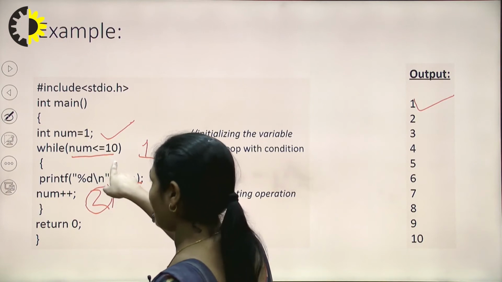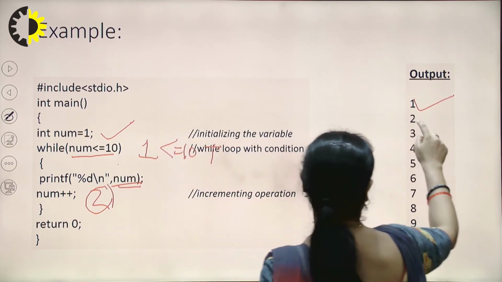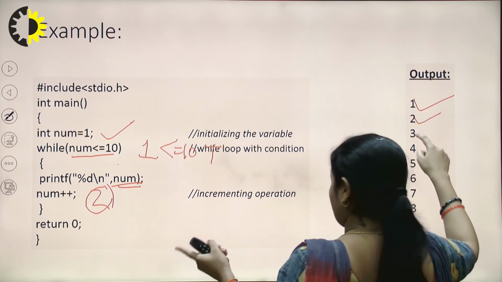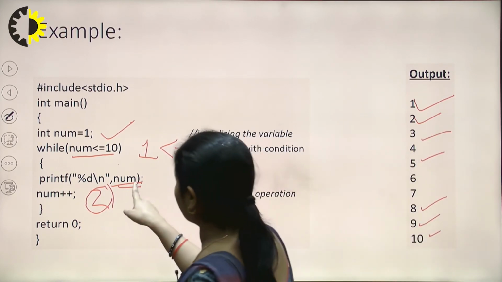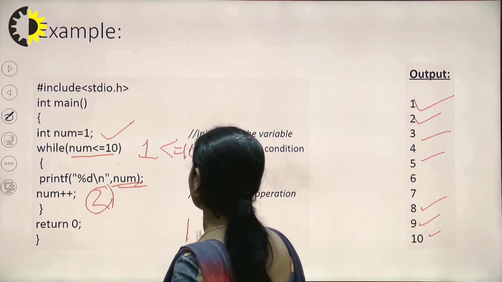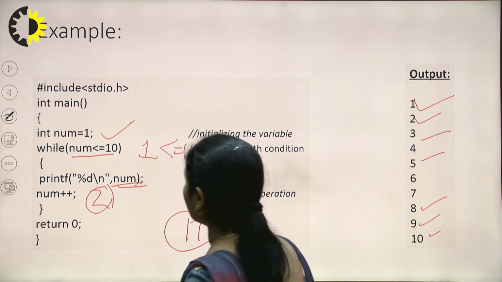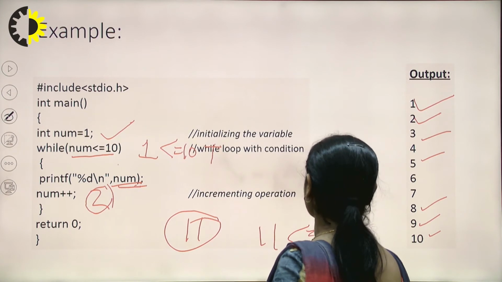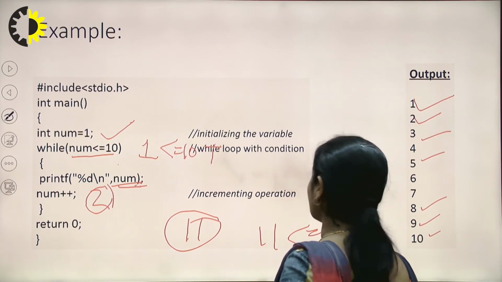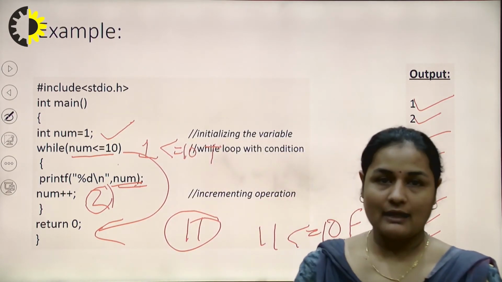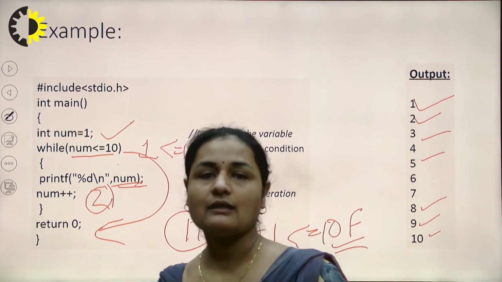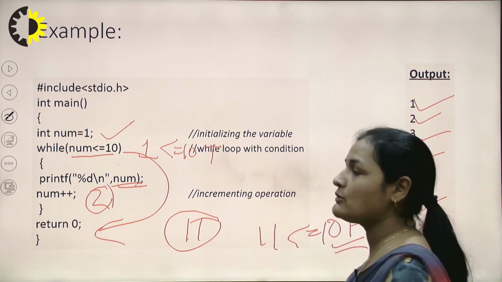Then 2 is also less than or equal to 10, so it will print 2 and increment, then 3, then 4, then 5, and so on up to 10. When it prints 10, it will then increment and become 11. Is 11 less than or equal to 10? No, the condition is false. When the condition is false, the loop stops and we move out of the loop. So this is how we use the while loop.